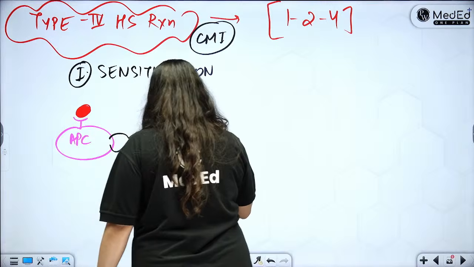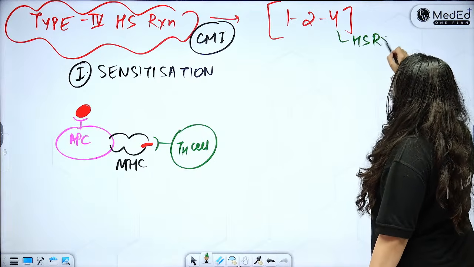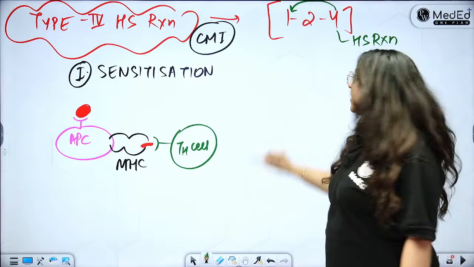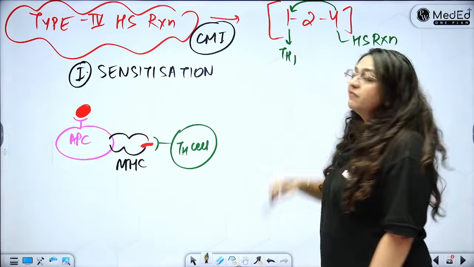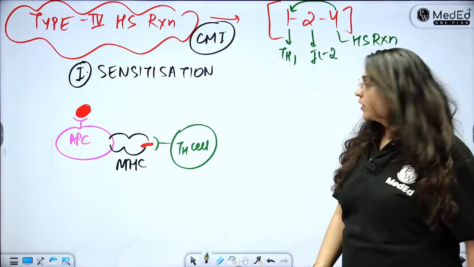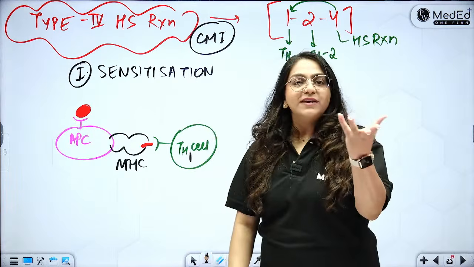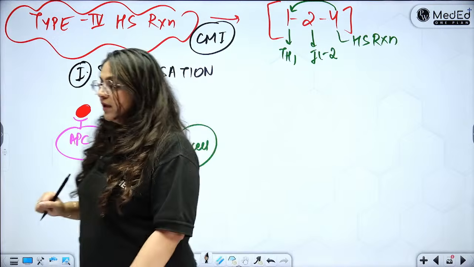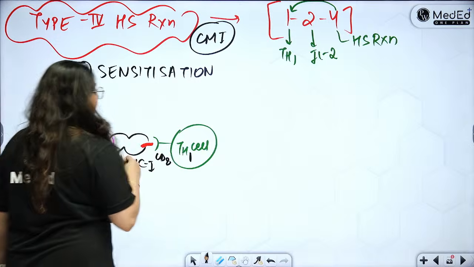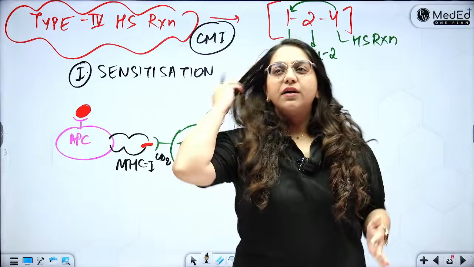Which T helper cell now? 1 2 ka 4. What is the hypersensitivity reaction? 4. So now again we have to go back to 1. So what is the T helper involved? T helper 1. What will the T helper 1 release? Interleukin 2. Okay. So the T helper here is T helper 1. That's okay. The antigen presenting cell shows the antigen to a T helper 1 cell.